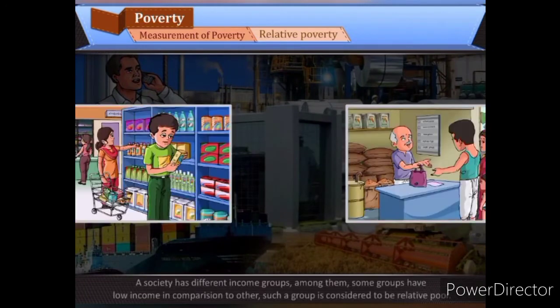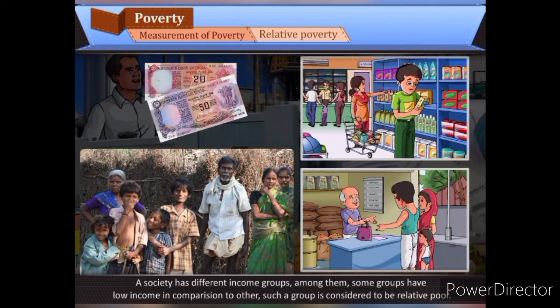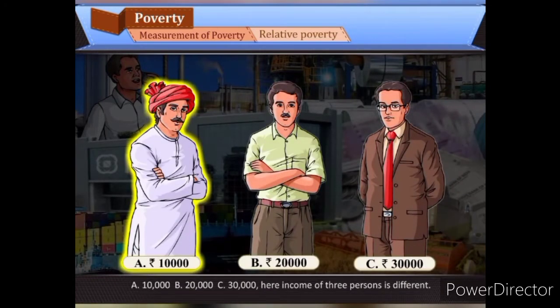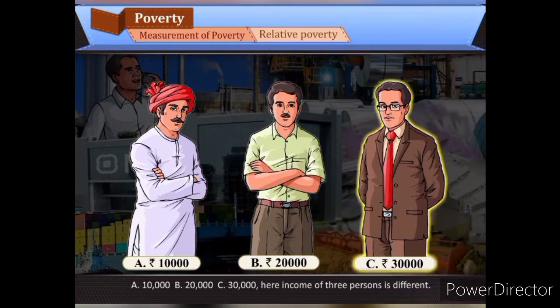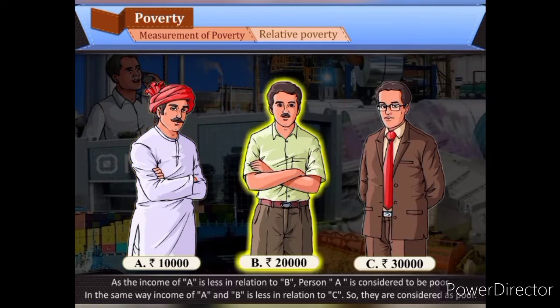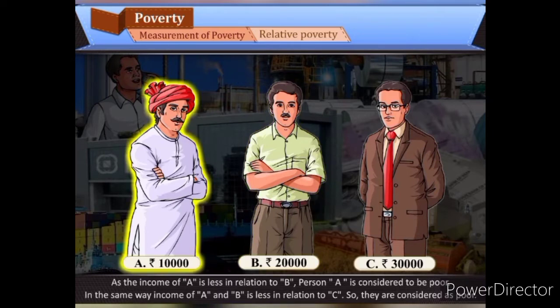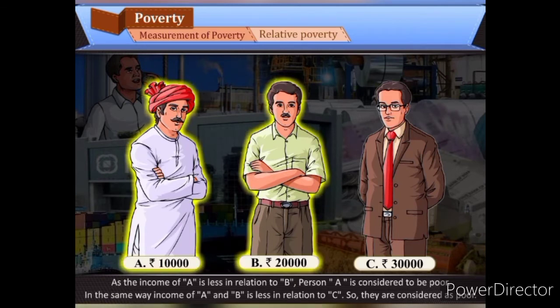Relative poverty. A society has different income groups among them. Some groups have low income in comparison to other. Such a group is considered to be relative poor. A, 10,000, B, 20,000, C, 30,000. Here, income of 3 persons is different. As the income of A is less in relation to B, person A is considered to be poor. In the same way, income of A and B is less in relation to C, so they are considered as poor.